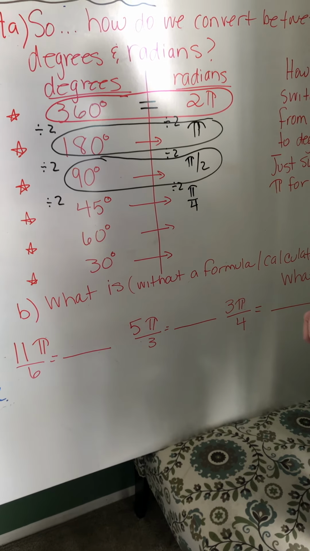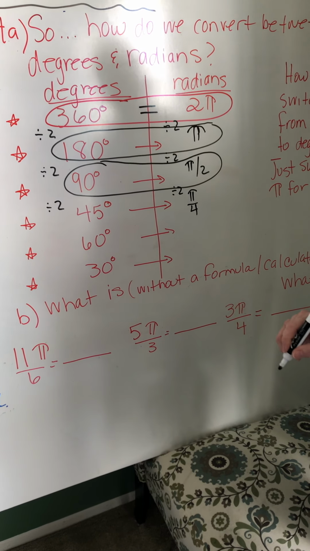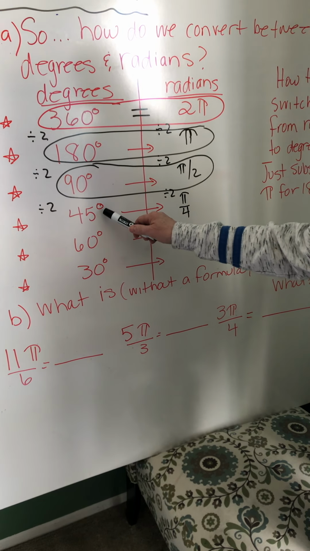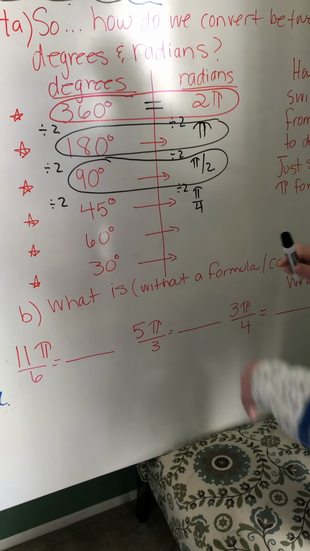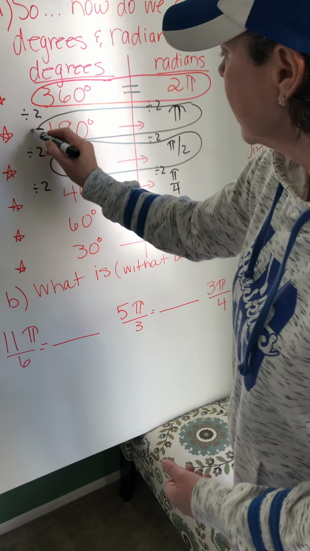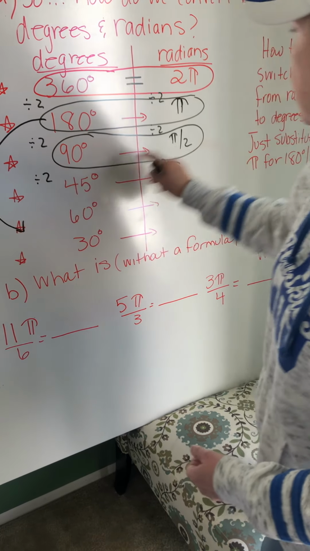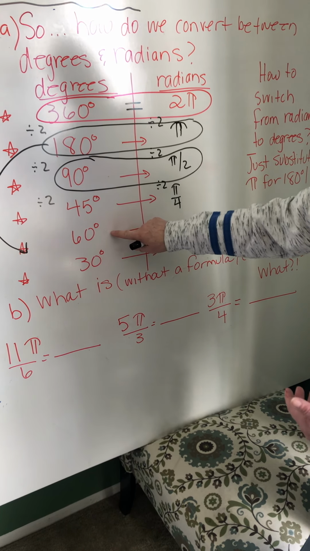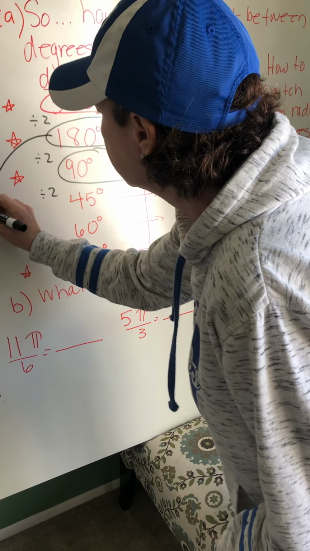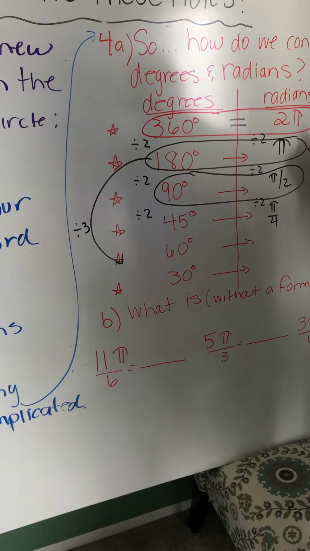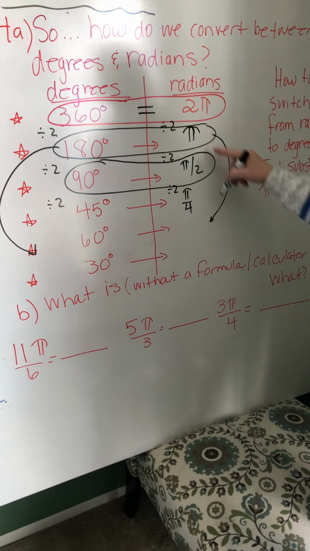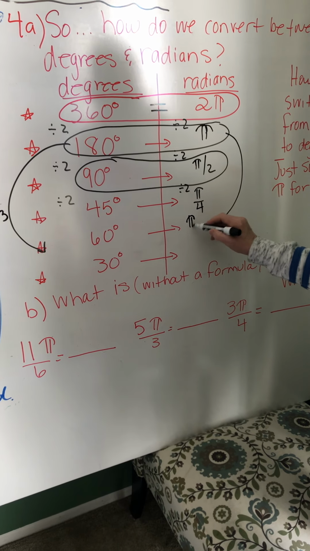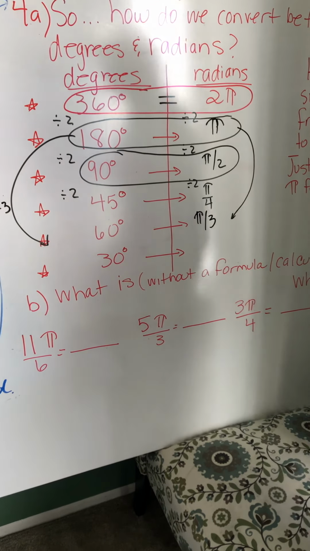All right, excellent. Well, let's go down to 60 degrees. Well, it's not that easy to get from 45 to 60, but that's okay. Let's go back up. Let's start with our 180 because we know that that's equal to pi. What would I divide 180 by to get 60? By 3. So here we go. I'm just going to divide pi by 3. That is simply pi over 3.